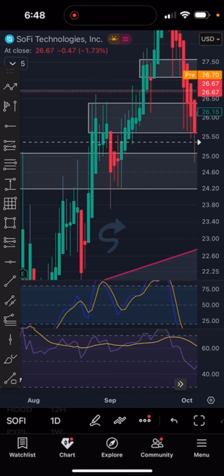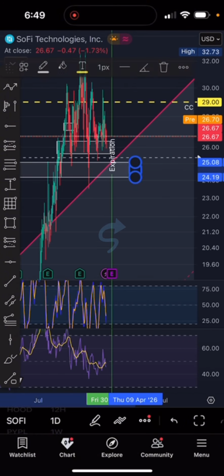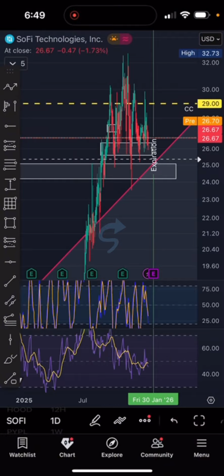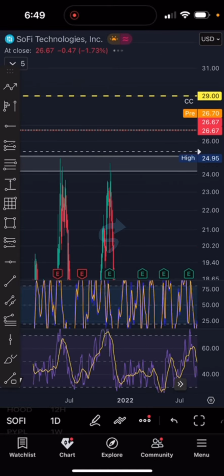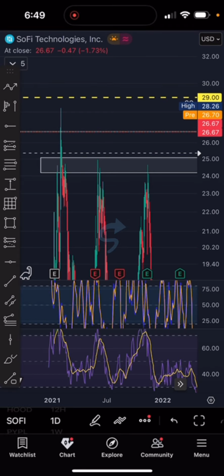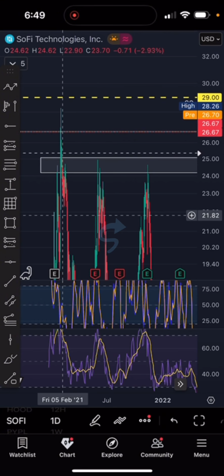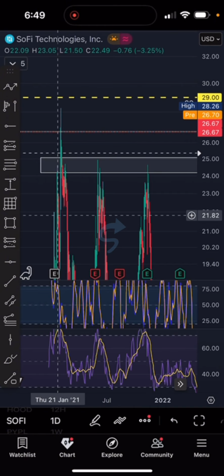Now, the box under that, which is this box. Let me zoom out. Hold on. This box right here is just more of a macro view. If this box goes all the way back to the resistance of this time, which was June of 2021, and this is January and February 2021, so this is all 2021, the stock was resisted there. So that's an important point.